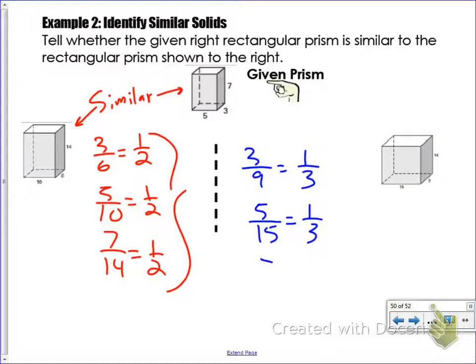And then lastly, we'll do 7, which is compared to 14, which is going to be 1 to 2. So obviously the first two are the same, but the last one is not. So these ones are going to be not similar. So again, very similar to verifying that polygons are similar, we can use the same checks for similar solids.